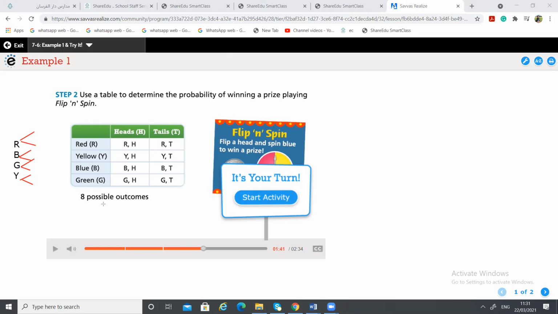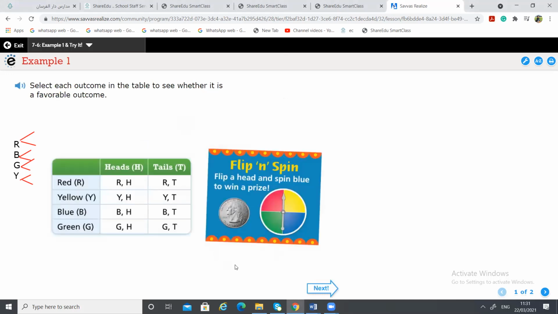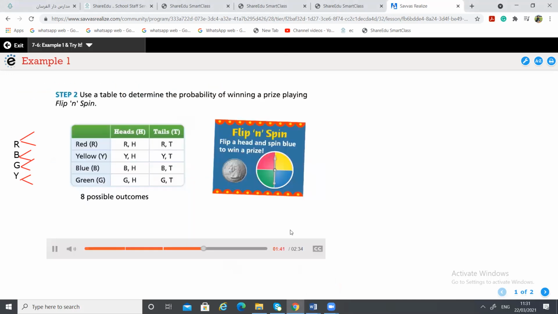Yes. Okay. Now what did they ask you in the question? They want head, and let us see what they want here. She decides between 2 games, which game she should play. Only one of the 8 outcomes is favorable, meaning there's only one way to win a prize playing Flip and Spin. This outcome is blue on the spinner, and heads on the coin flip.